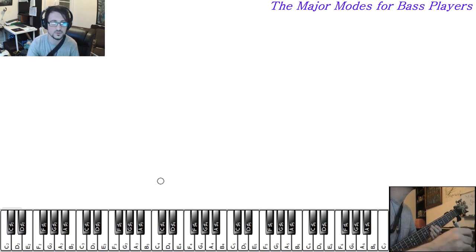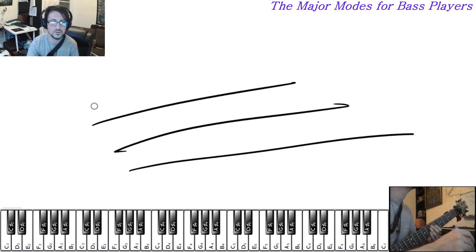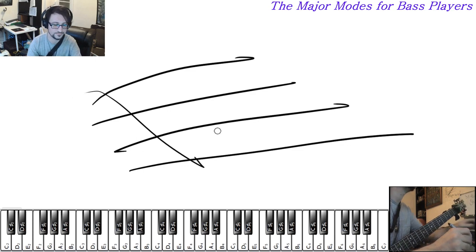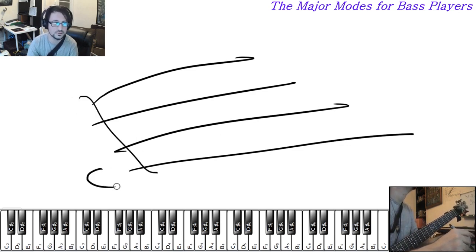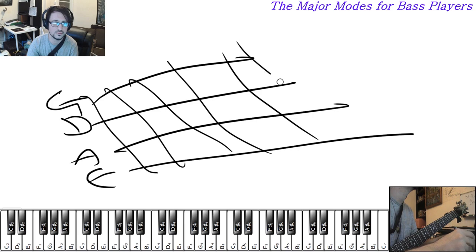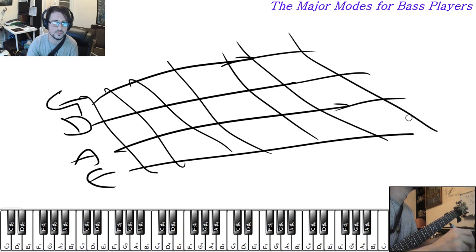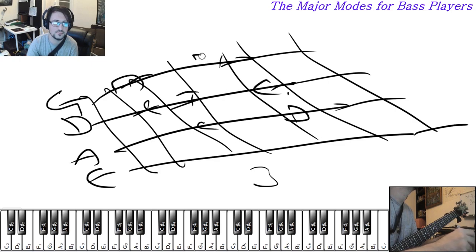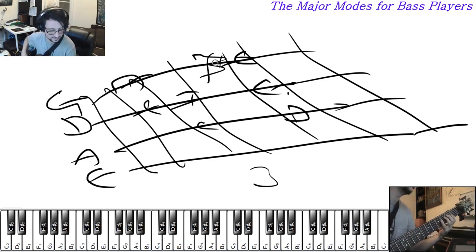So if this is your bass strings, you've got E, A, D and G, it would be, starting on the 3rd fret, C, D, E, F, G, A, B, C. So hopefully that makes some sense, and you can see that we're playing it again.